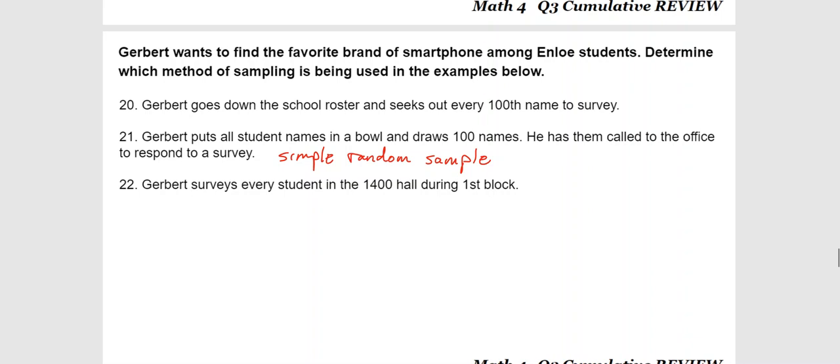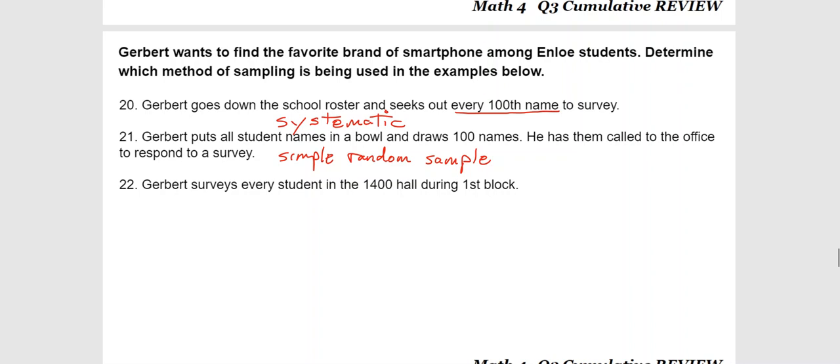We're talking about a systematic sample here, because there was a system to it. Every 100th name was the clue there. Every 5th name, that sort of thing. That's the system. Now, just drawing 100 names total randomly out of a bowl, that's a simple random sample.